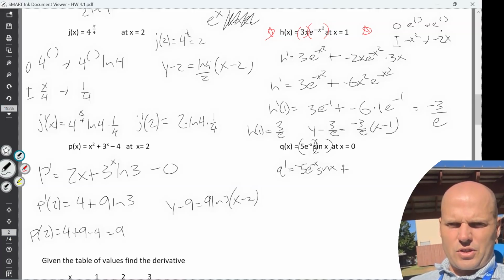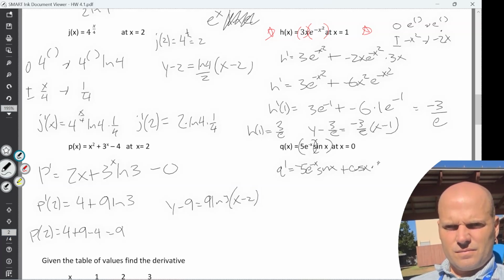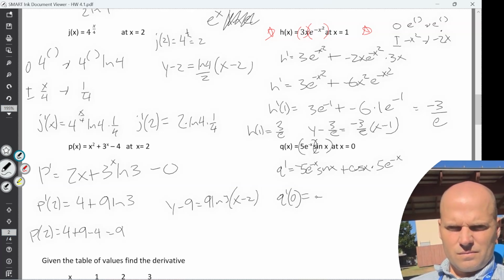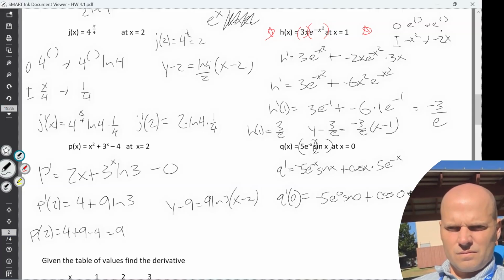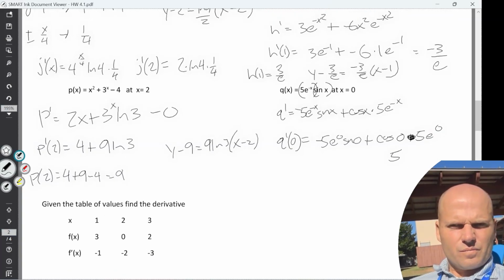Slopes of the first times the second, plus the slopes of the second times the first. I get just 5. That's the slope. If I plug in 0, I get 0.